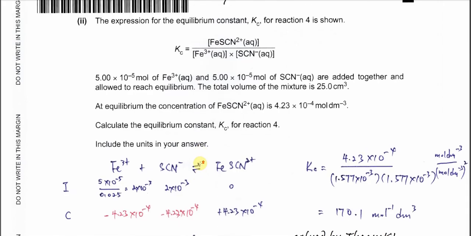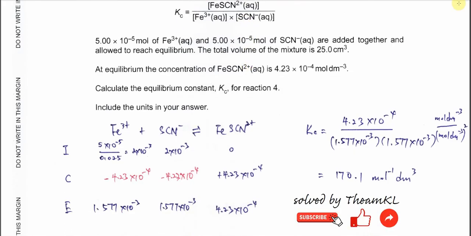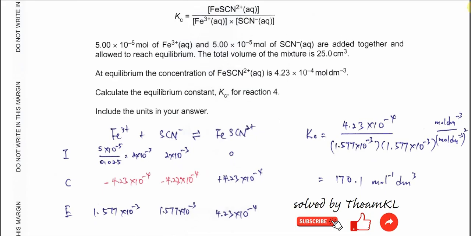Okay, part 2. Now we have the Kc expression for the reaction from just now. You just follow this one, used for the calculations later. So now, let's start with the first statement, the concentration or the moles involved. It is given 5 times 10 power negative 5 mole of iron 3 and 5 times 10 power negative 5 moles of the anion, the SCN negative, added together and allowed to reach equilibrium.